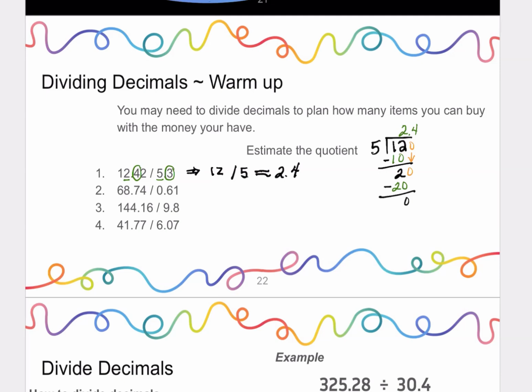Problem number 2. We're looking at this 8 here and the number directly next to it. Because that 7 is greater than 5, we add 1 to that ones place, which gives us a value of 69. We're going to divide that 69 by 1. Do you notice how I got that there? 69 divided by 1. Because that 6 is greater than 5, we add 1 to that 0. So 69 divided by 1 is approximately 69. And we can continue on looking at problem number 3.